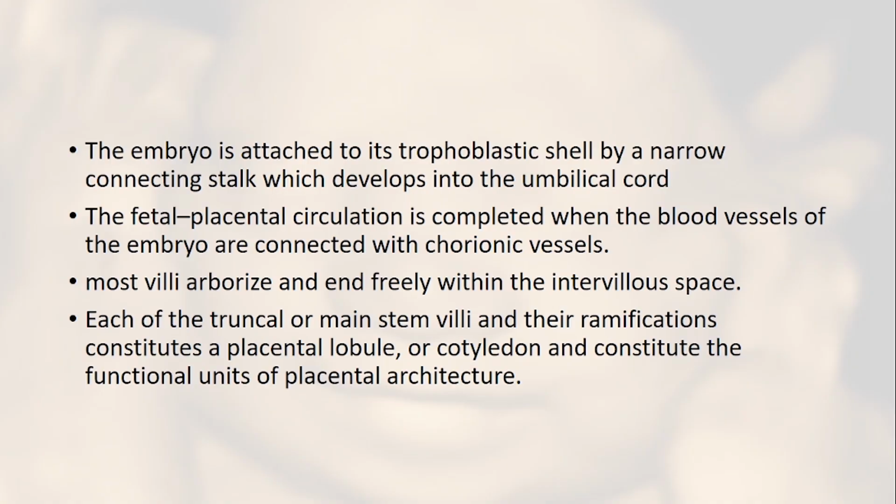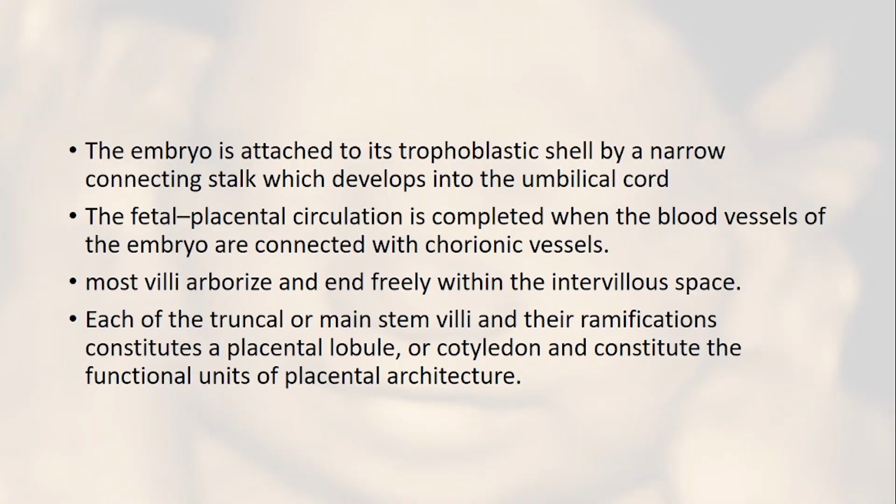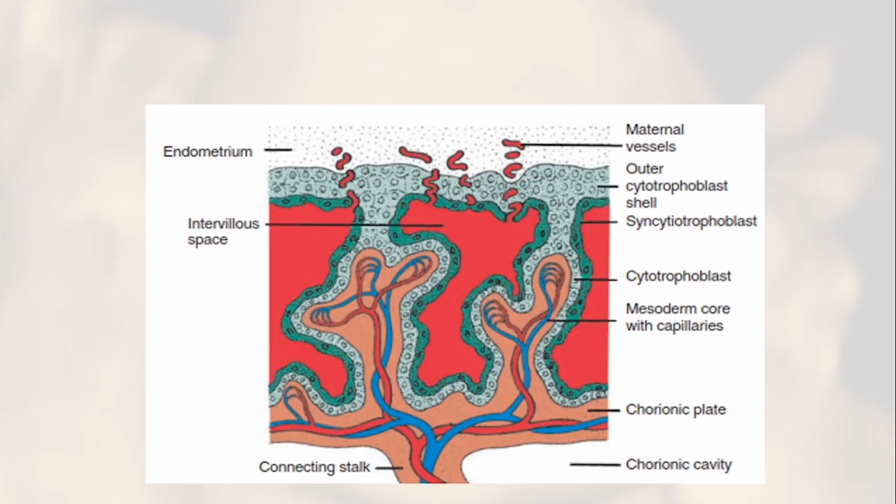So at this stage, by the time the tertiary villi are formed, the uteroplacental circulation is already in place. Most of these villi will arborize and extend freely into the intervillous spaces. Each trunk or main stem of the villi constitutes a placental lobe or a cotyledon, and these constitute the functional unit of the placental structure.